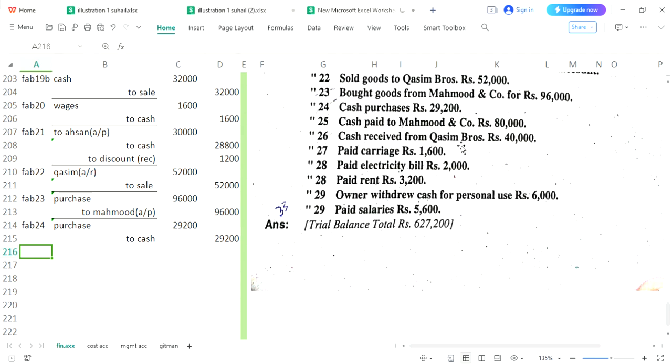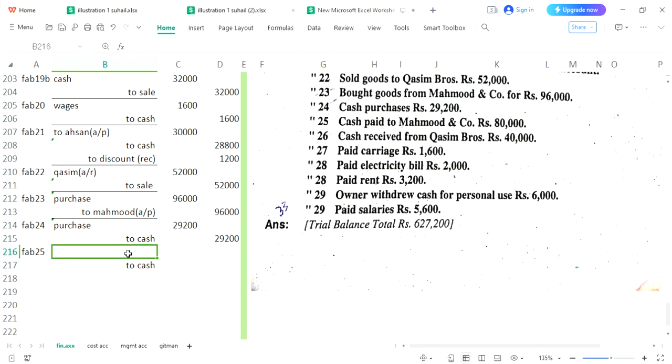Cash paid to Mahmood. Its date is February 25, so put February 25 first. We have paid cash to Mahmood. Cash is going out, cash in hand is decreasing, which is your asset. Asset is decreasing, and a decrease in asset should be mentioned on the credit side. So you are going to write cash on the credit side. Since cash was an asset and the asset is decreasing, that is why we have mentioned this cash on the credit side.